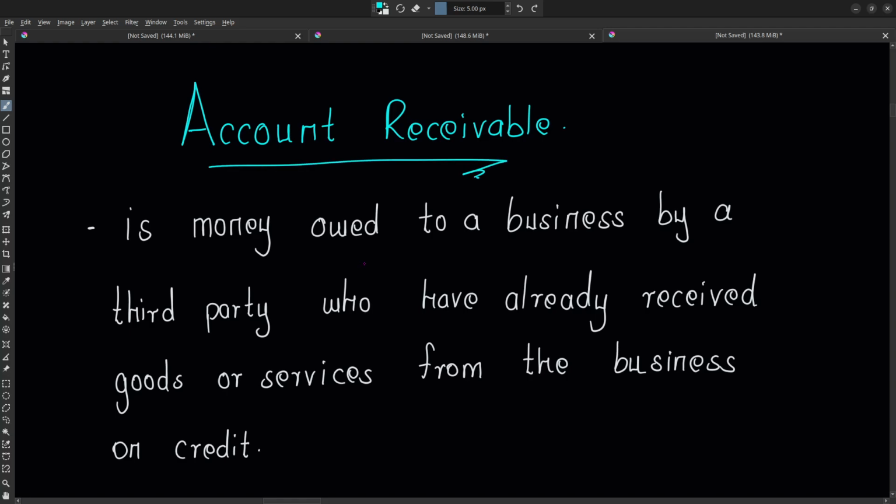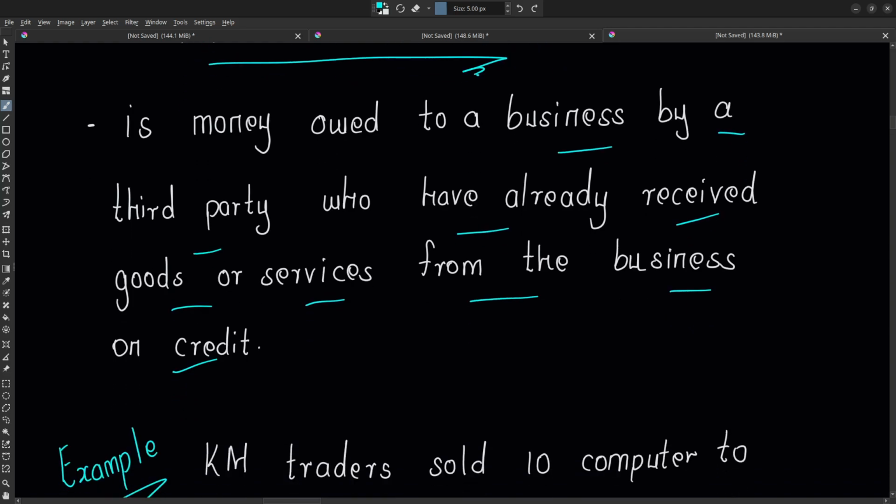An account receivable is money owed to a business by a third party who has already received the goods or services from the business on credit. So in this scenario, the business has sold these goods or services to another business on credit. So what is going on? This business has given a third party these goods or services already and issued an invoice. Okay, so how do we go about that?